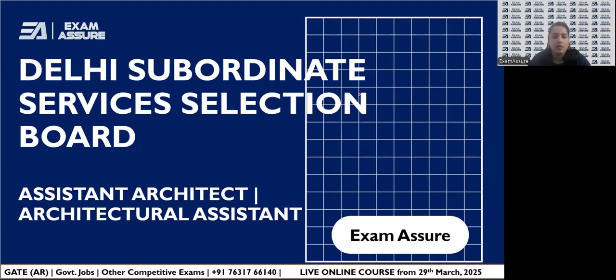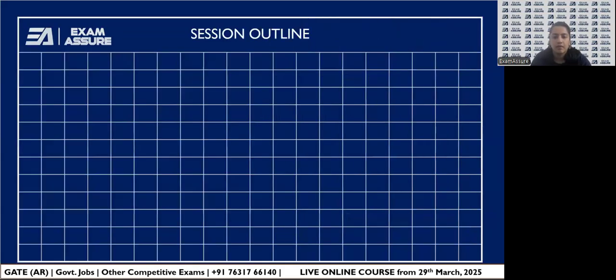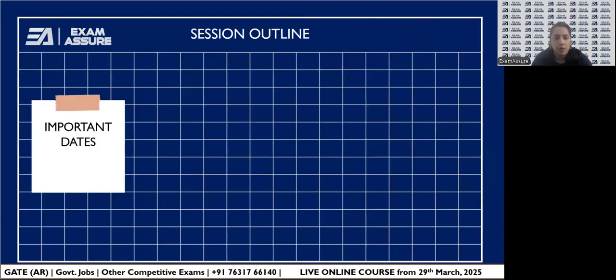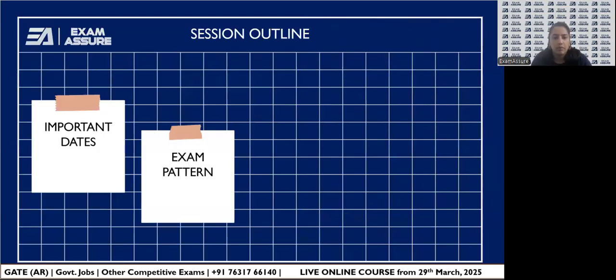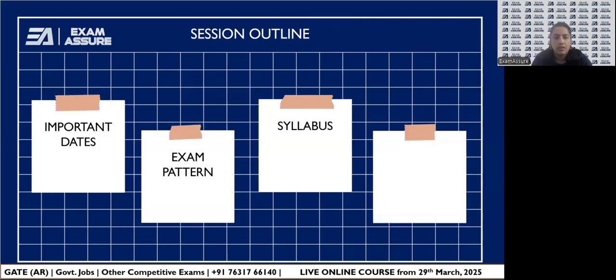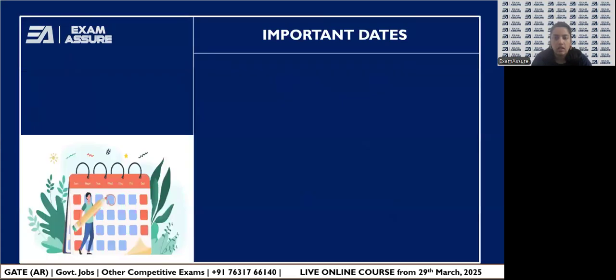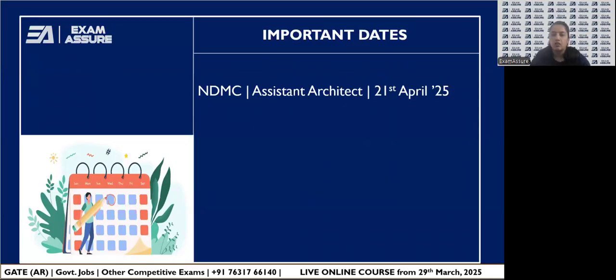In today's video, we are going to discuss the examination for the Delhi Subordinate Services Selection Board for the post of Assistant Architect and Architectural Assistant. So we are going to discuss the important dates, the examination pattern, the syllabus, and the previous year paper analysis. In terms of the important dates, there are actually going to be 3 different examinations that would be conducted.